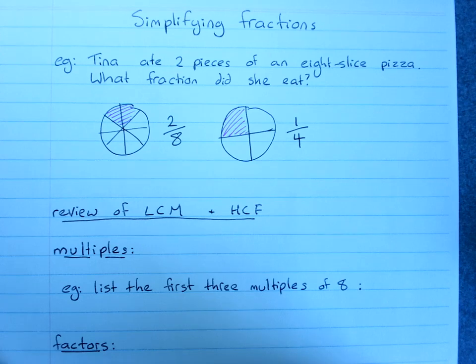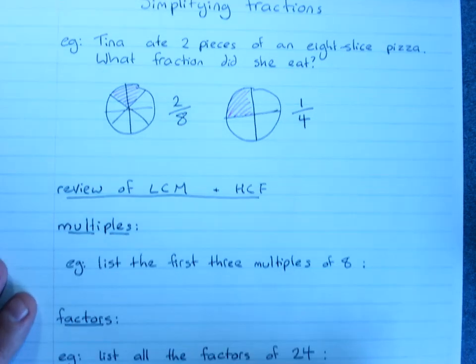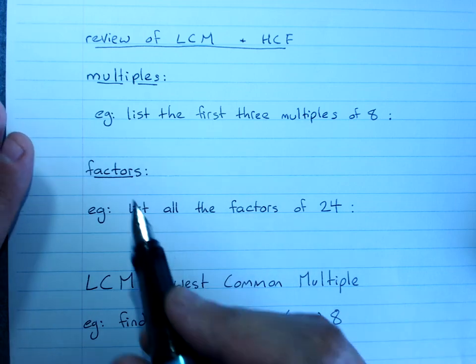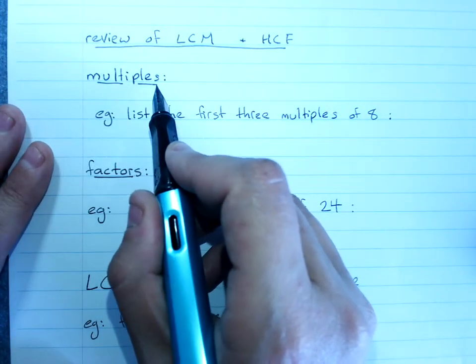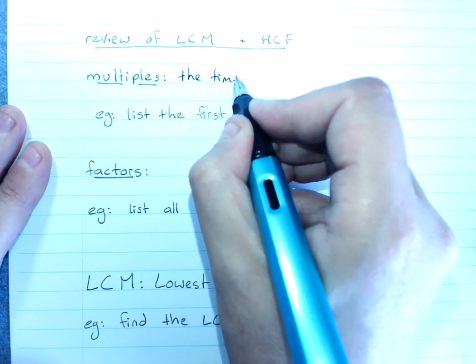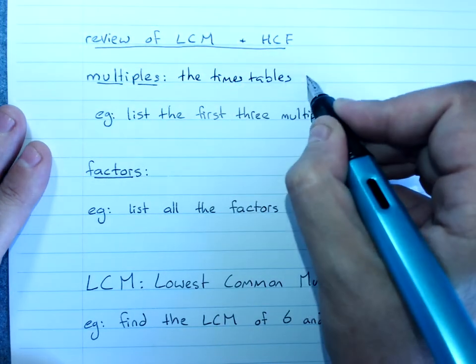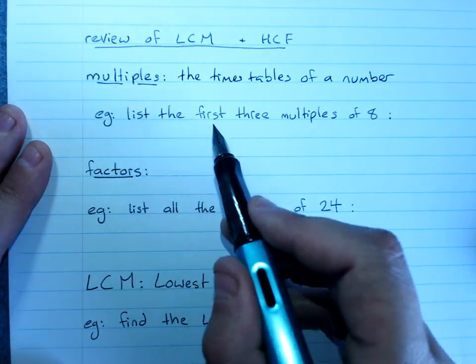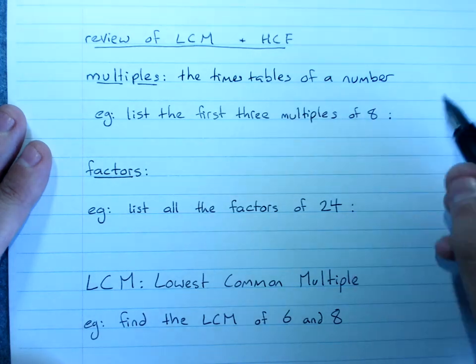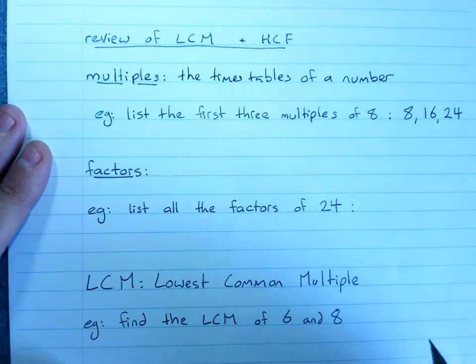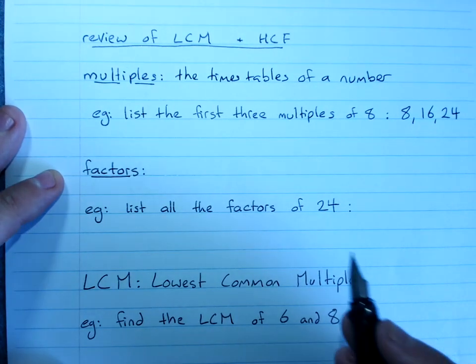Now, to be able to simplify fractions, we can use our calculator, but it's a good idea to know the strategies by writing. And we do need to review lowest common multiple and highest common factor. Now, multiples of a number are the times tables of the number. So in this question where it says, please list the first 3 multiples of 8, I start the times tables. 8, 16, 24. So that's multiples.